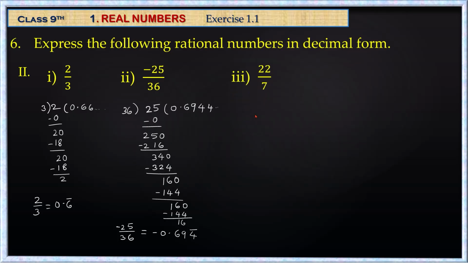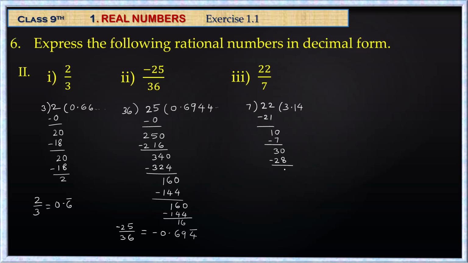Next one, 22 by 7. Divide 22 by 7. 7 3s are 21. Remainder is 1. Take a decimal point, it will become 10. 7 1s are 7. 10 minus 7 is 3. Again put 0, it becomes 30. 7 4s are 28.